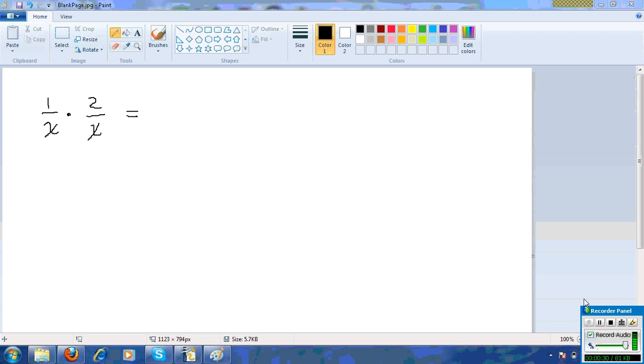Now let's say someone asked you to write that in a slightly more simple way, to give the final simplified form. Well, what would you do if these weren't x's? What would you do if it was just completely numbers? Let's say we replaced x with another number like 3. Let's say you had 1/3 times 2/3. Well, you would first multiply those together and get 1 times 2 is 2, 3 times 3 is 9. And then you would look to see if there was anything else you could simplify and get a whole number.